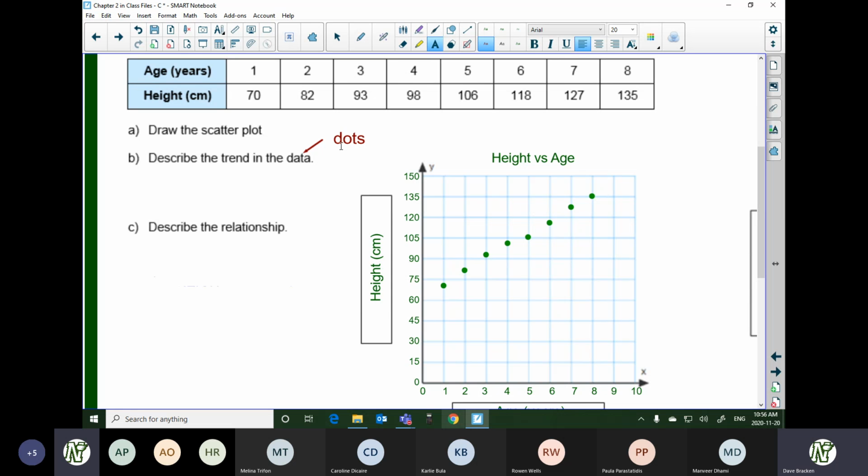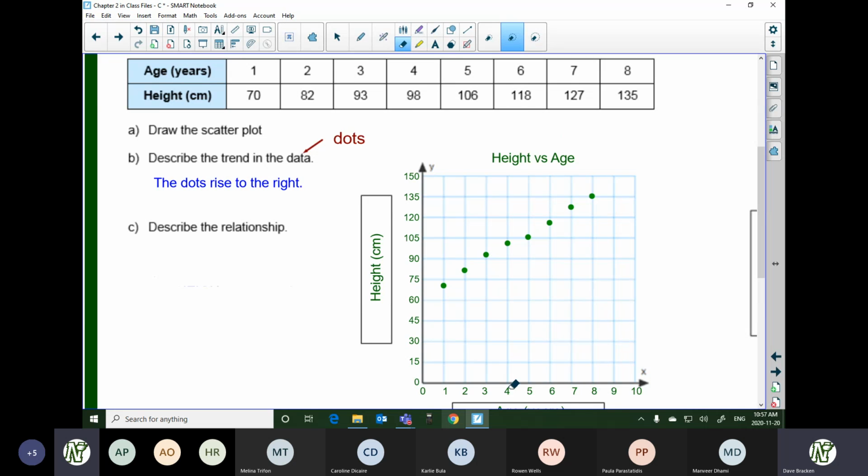Just tell me what the dots are doing. What are the dots doing? Are the dots rising to the right? Are the dots falling to the right? Or are the dots scattered? In this case, increasing to the right? Yes, so the dots are rising to the right. That's all you have to do if I ever ask you to describe the data. Data is dots, okay? But another way to describe this is the relationship.